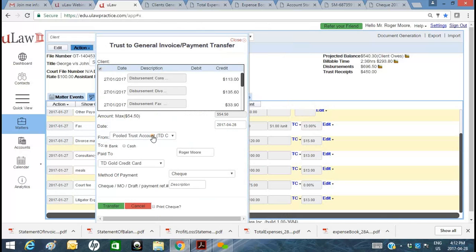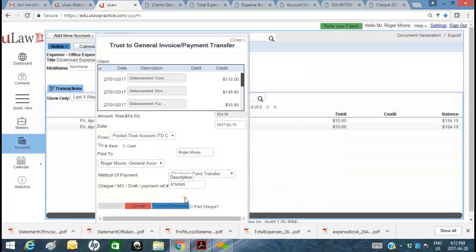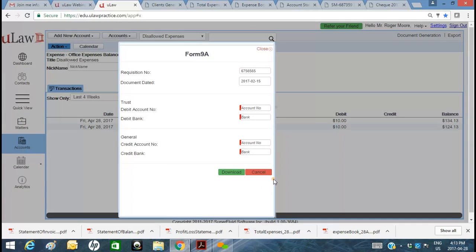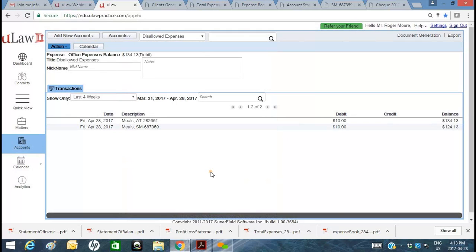So you tell us, yes, I did move it from my trust to my general, and I actually did this in February because it was a bit of a catch up, right? That would still be available in your bank. And you tell us how you got it. If you did an electronic fund transfer, then obviously keep in mind that you file a Form 9A. But again, I wouldn't go into those details right now. So hopefully that answered that question.